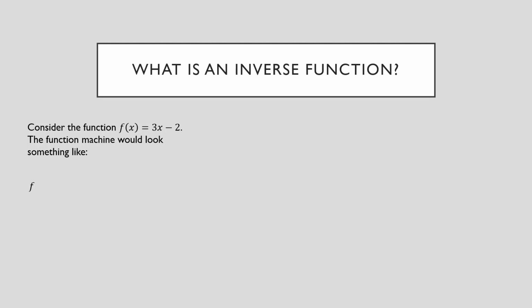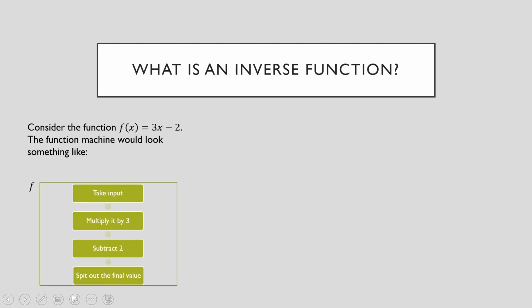The machine takes an input, does a whole bunch of stuff to the input, and spits out something else at the end. Okay, so for this function machine f, we take an input x. Then, according to our function rule, we multiply that x by 3. Then we do the 3x and subtract 2 from that, leaving us with 3x minus 2. And then we spit out that number as a final value. And we say that the function is equal to 3 times the x value minus 2.